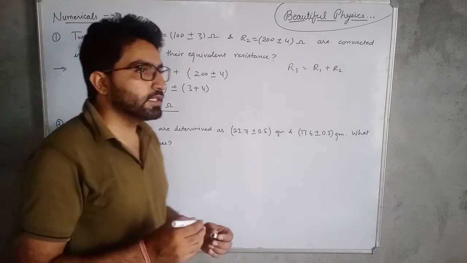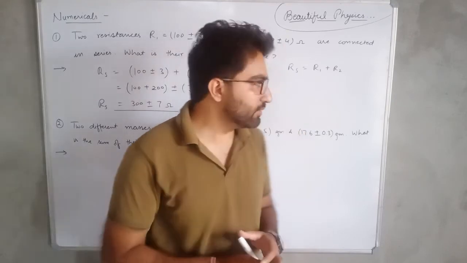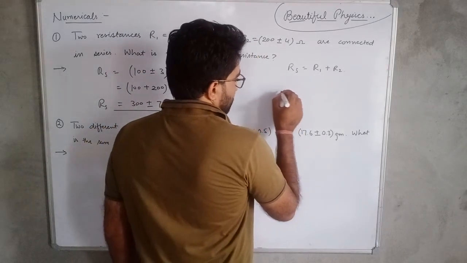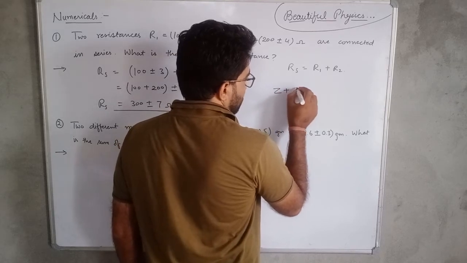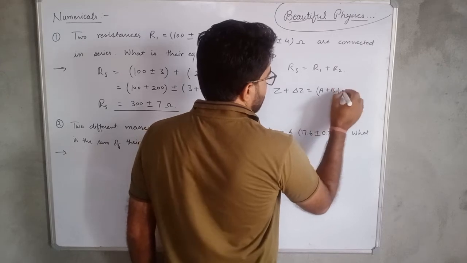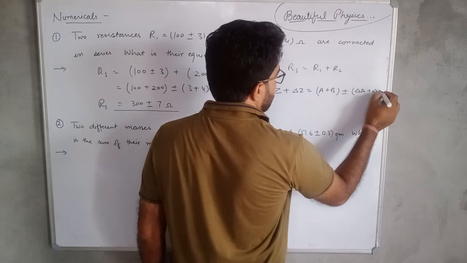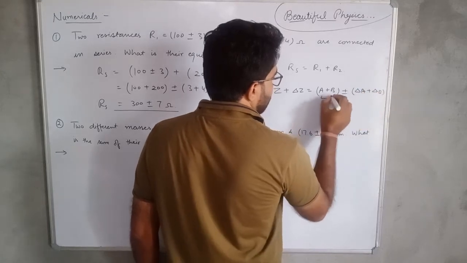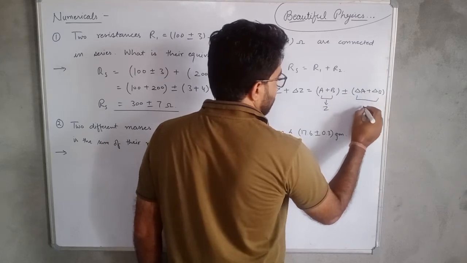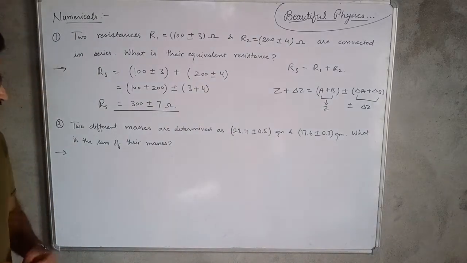In the error in the sum of two quantities, we have already discussed that Z plus delta Z is equal to A plus B plus minus delta A plus delta B. Here A plus B represents Z and delta A plus delta B represents delta Z. In the similar manner, we have our second question.